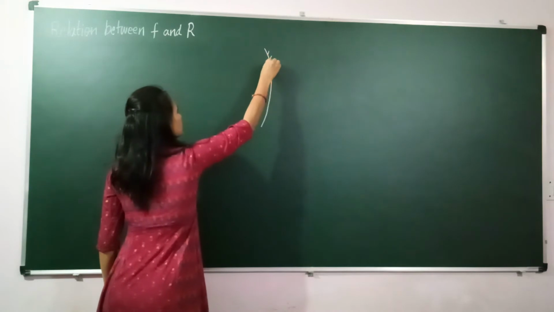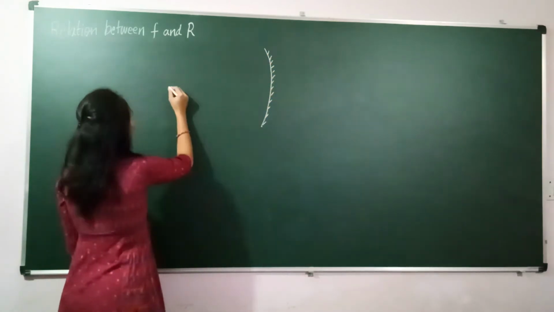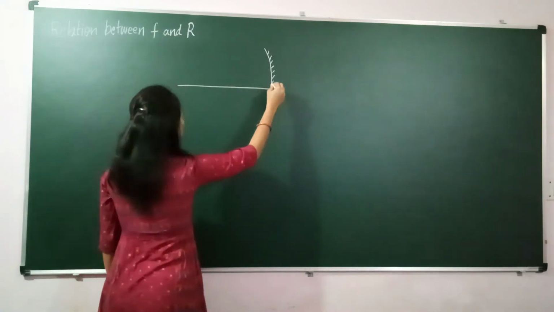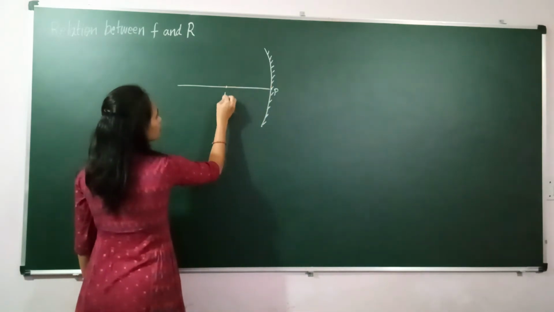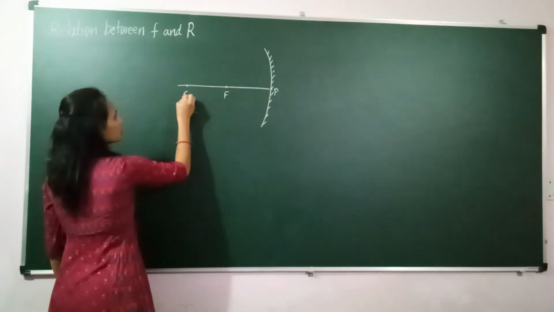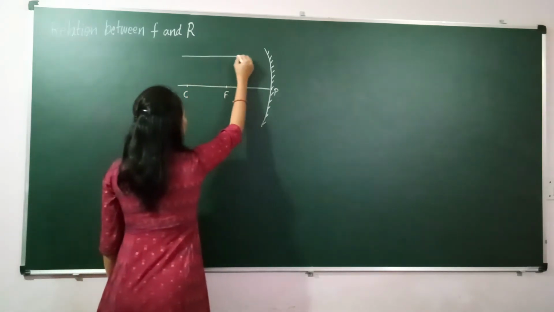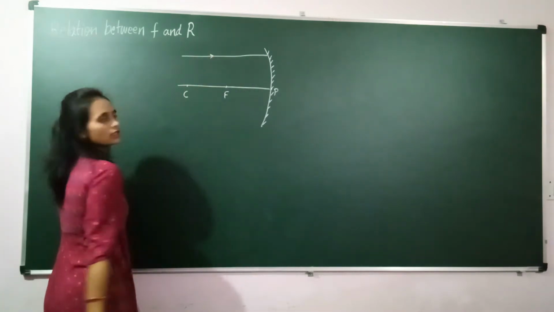So this is our concave mirror. In this concave mirror, we will take one principal axis. We will draw the principal axis and we will mention the pole, here the focus, and here the center of curvature. Next, we will take one incident ray, and this incident ray is parallel to the principal axis.